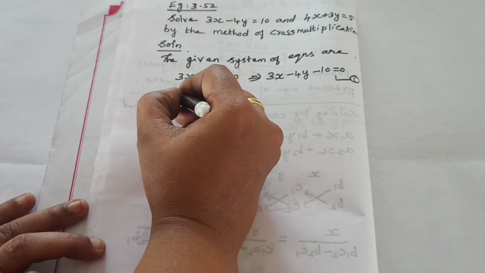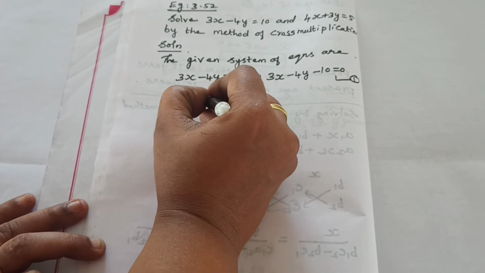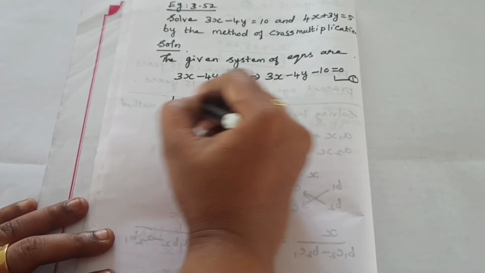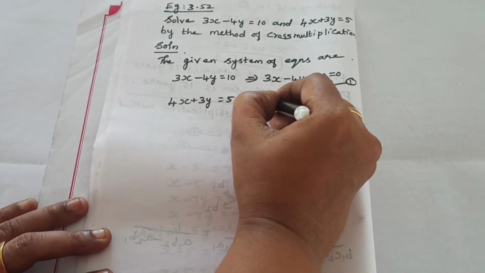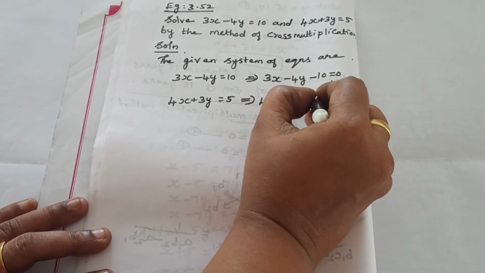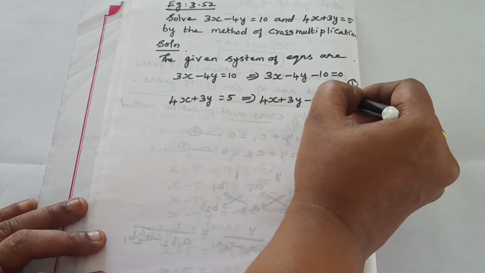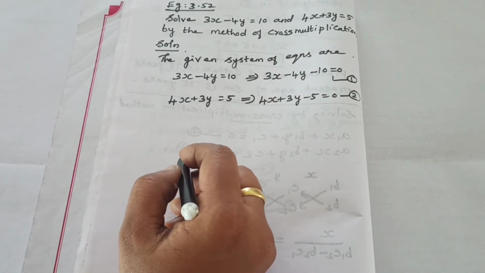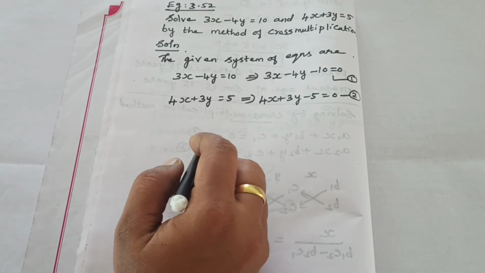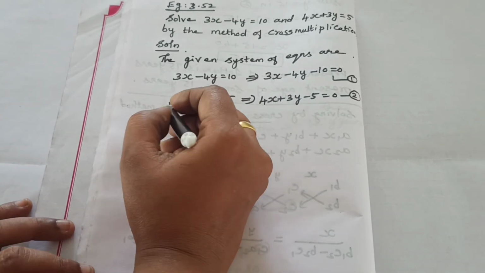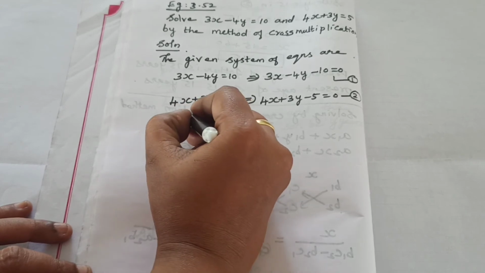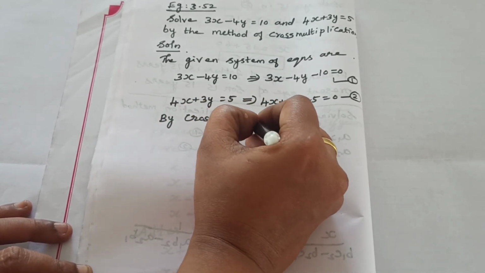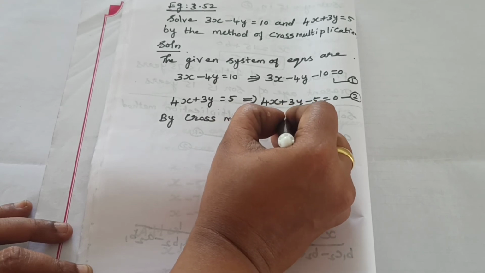Correct? Then the next one, 4x plus 3y is equal to 5, which implies we bring this 5 to this side: 4x plus 3y minus 5 equal to 0. That is equation number 2. Any doubt? Now which method do we have to apply? The cross multiplication method.